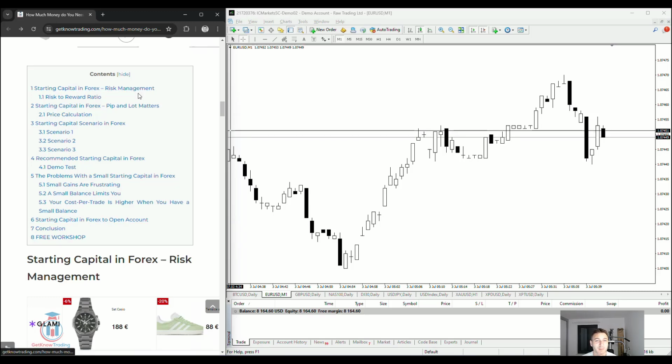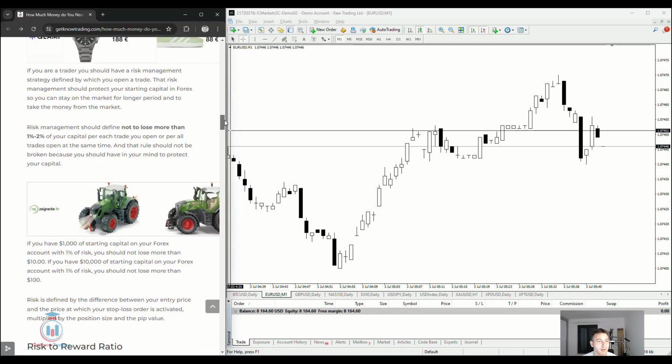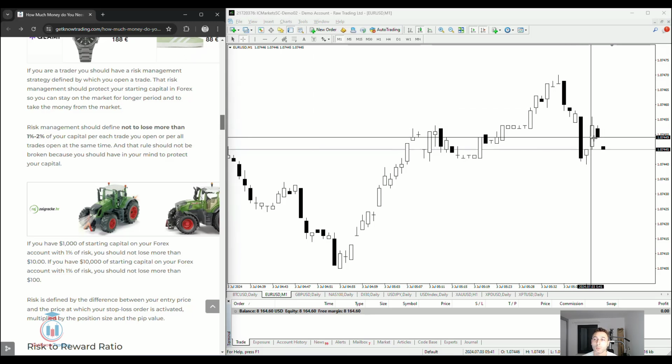Now, what is risk management, the risk to reward ratio? It will be much better that I move right here, where it will be possible to explain in a little bit more detail. Now, risk management in trading means you need to limit your loss whenever you open a trade.